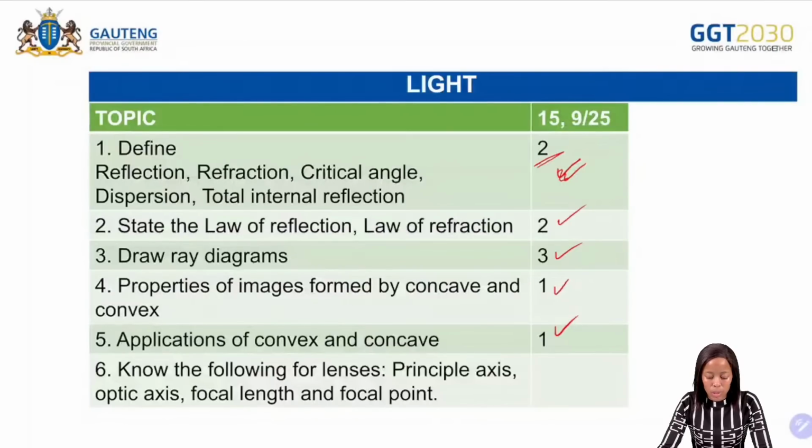Number 6, know the following for lenses. Remember that diagram that shows the principal axis, optic axis, focal length, and the focal point. Make sure that you know that diagram. Remember, this diagram is the one that is going to help you draw whatever image is formed. So if you have this knowledge, you can collect about 9 marks out of about 25 or 15 marks in terms of the light.